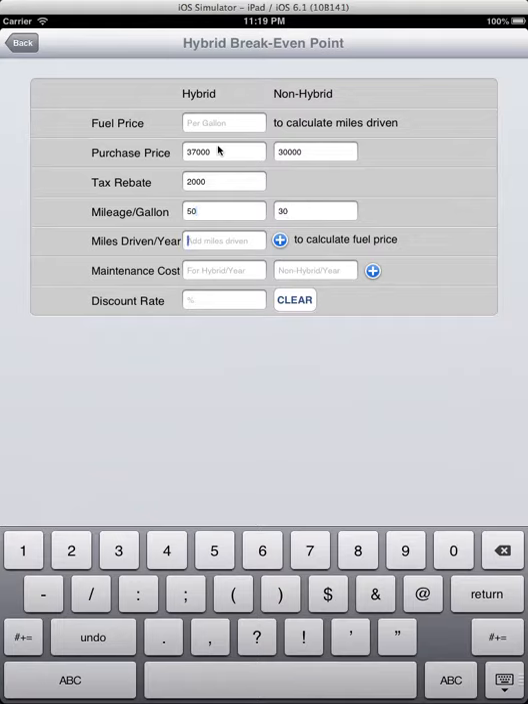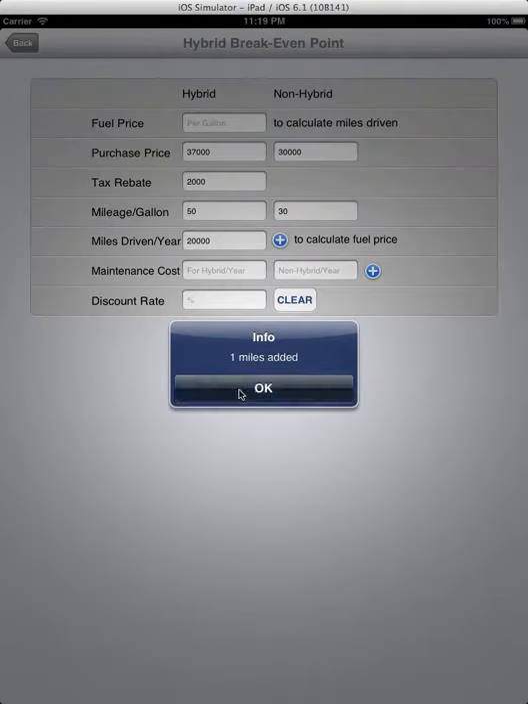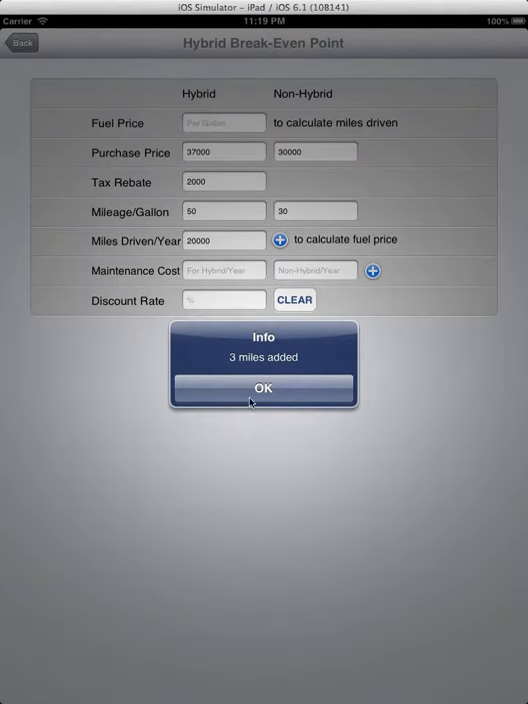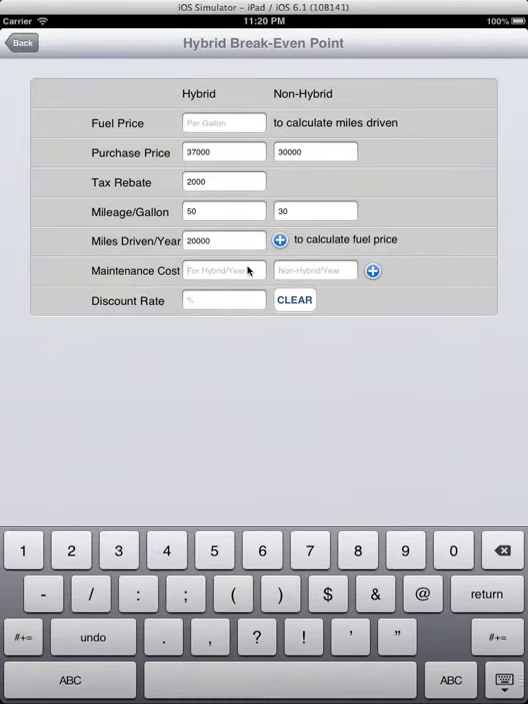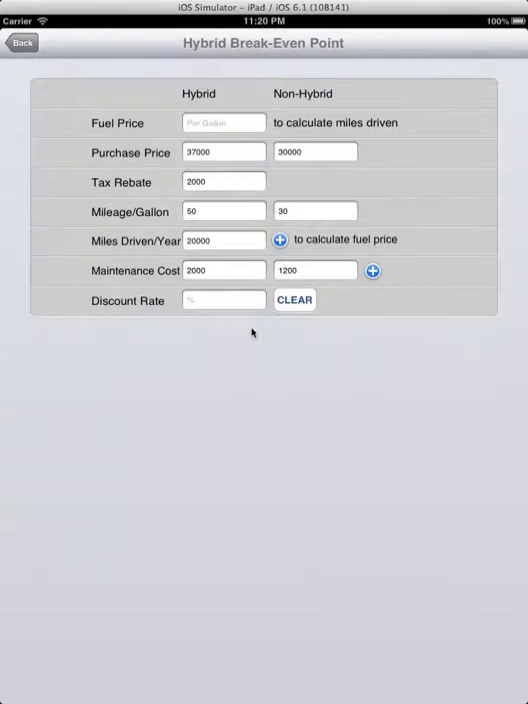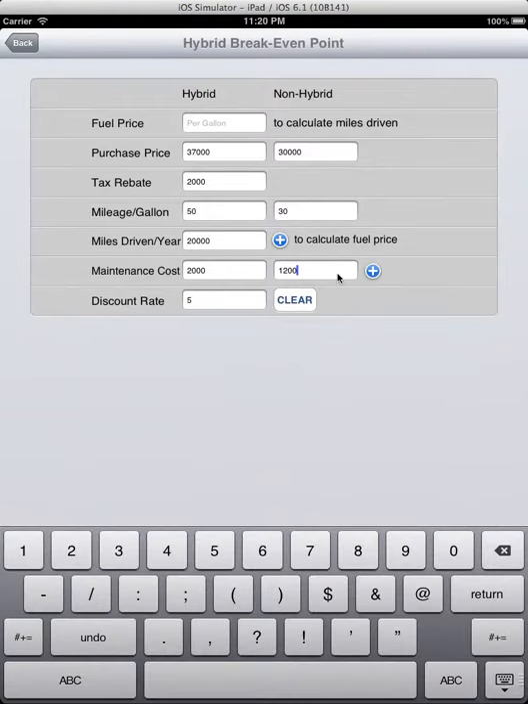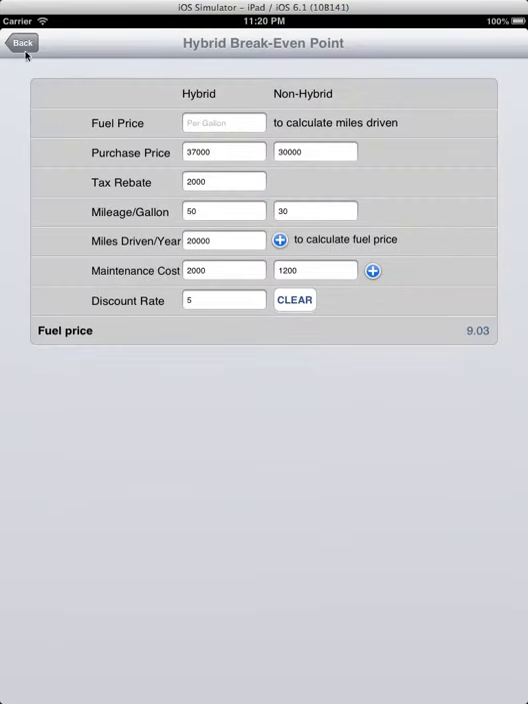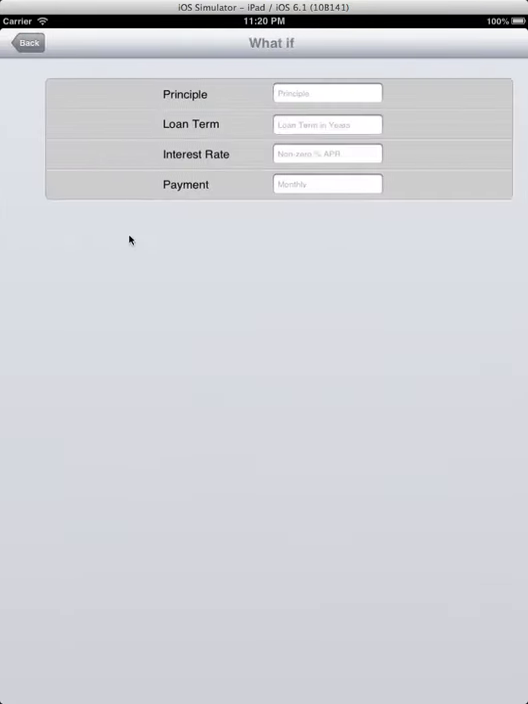Let's see, mileage driven is 20,000. 1, 2, say 3, and here maintenance cost is 2,000 versus 1,200. We also need to add a discount rate, 2, 3, and that's the gas price. So now what if analysis.